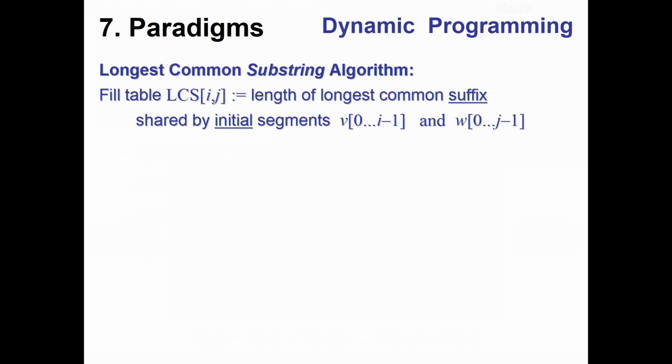Let's now move on to the next paradigm, dynamic programming. Again, we've seen many examples of dynamic programming algorithms, such as the Wagner-Fischer algorithm, the longest common substring algorithm, where the original problem of finding a longest common substring is generalized to the more general problem of finding a longest common suffix, a suffix that is shared by the initial segments.